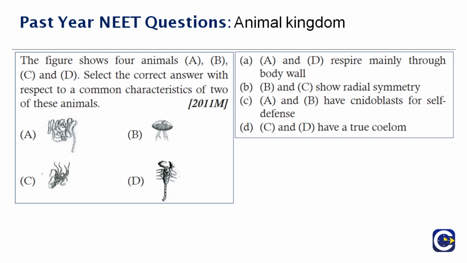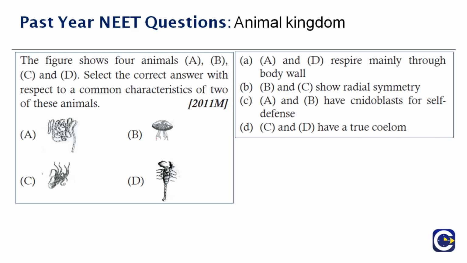See, you have jellyfish, you have a worm, you have a flatworm, you have a scorpion, you have some other species also. But identify, we'll go one by one. A and D respire mainly through the body wall. B and C show radial symmetry. A and B have cnidoblasts for self-defense.